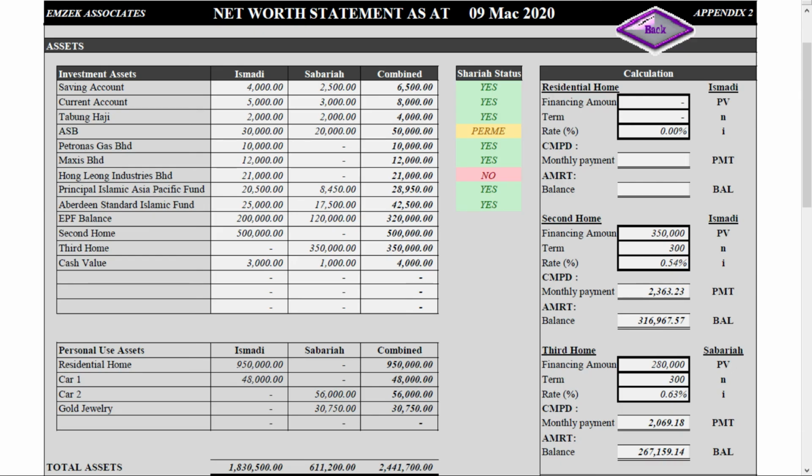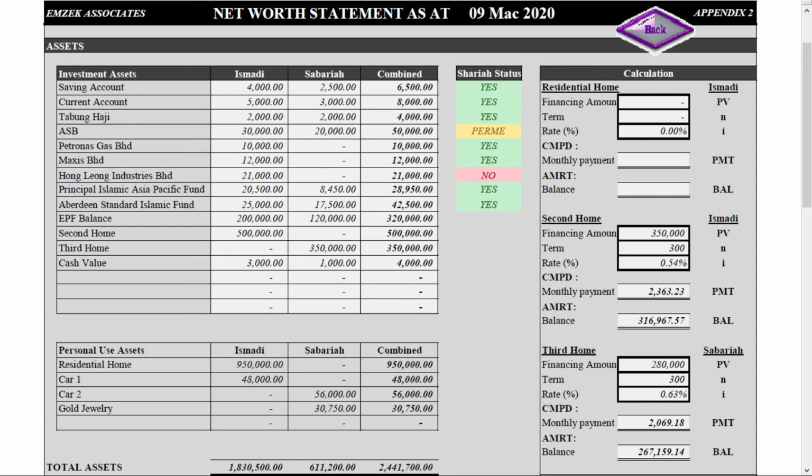The net worth statement, the values are calculated as at a certain date, as compared to the cash flow just now, where the values are based on a period of one year. Now, as you can see in the investment assets, we have all the cash and cash equivalents like savings account, current account, Tabung Haji, ASB, and then we have stocks and also unit trust, EPF balance, second and third home, and also cash value. While in the personal use assets, we have the residential home and cars, and also gold jewelry for Sabariah. This one is considered as a personal use asset.